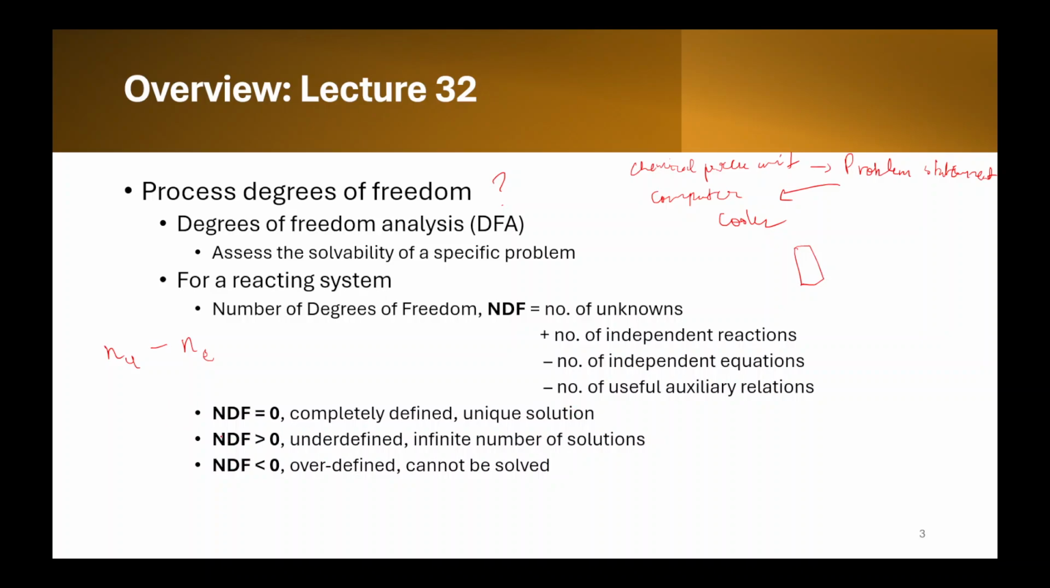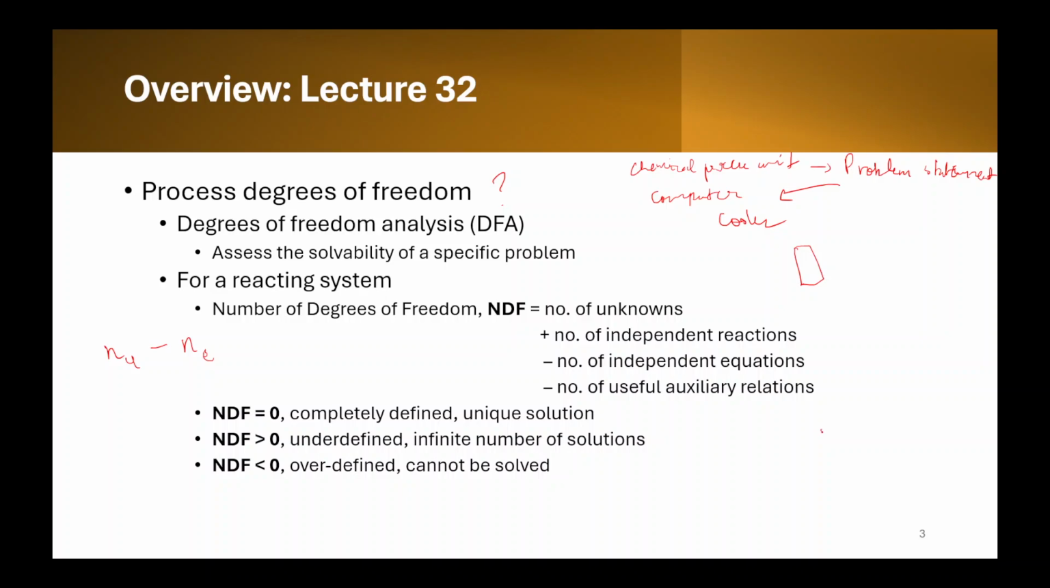If NDF is greater than 0, that means the number of unknowns is greater than the number of equations. So it is an underdefined system. You will have to add more equations so as to completely define it and get a unique solution. Otherwise, if it is underdefined, it will have an infinite number of solutions.